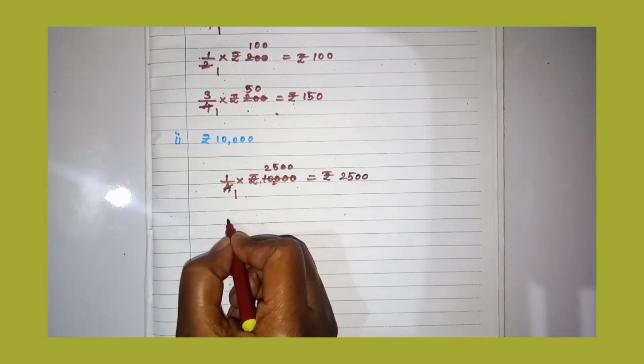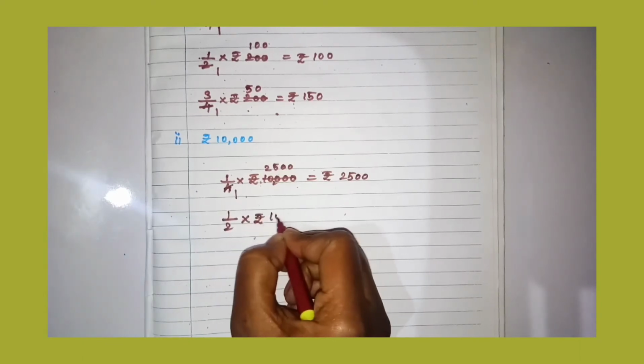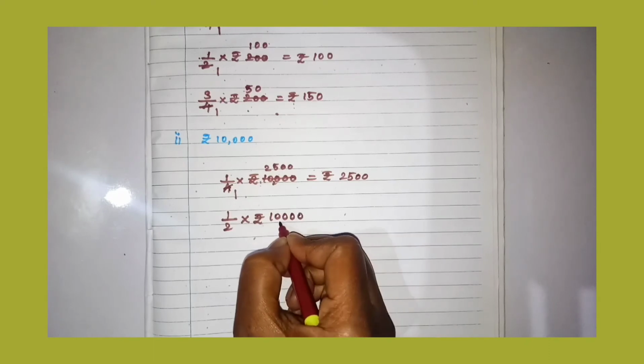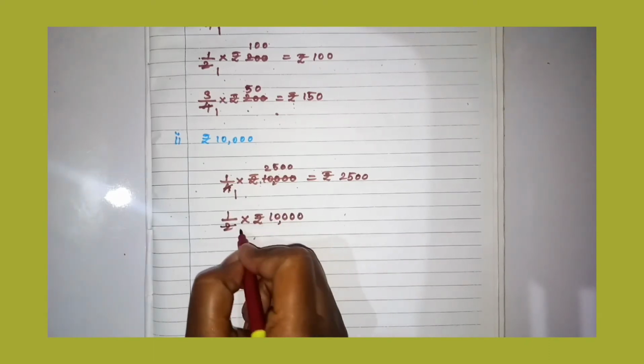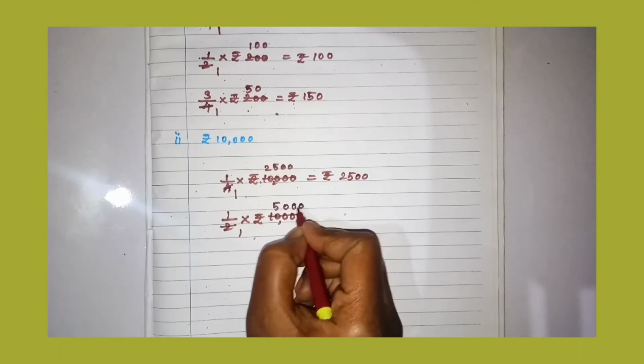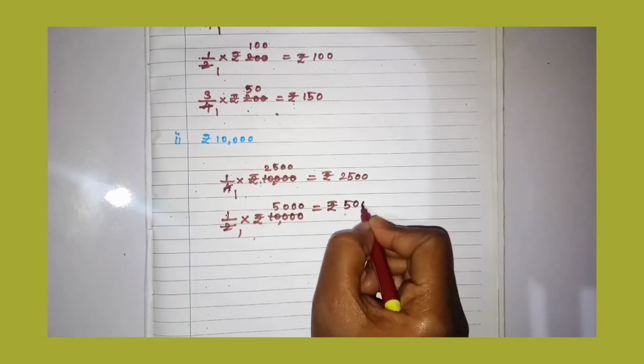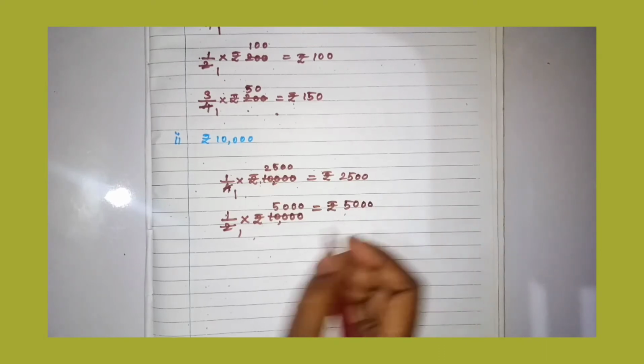Next 1 by 2, half, into rupees 10,000. So 10,000 half part, 1 2s are 2, 5 2s are 10, adding 3 0. So 5,000 into 1 we get rupees 5,000. So 10,000 half part is 5,000.